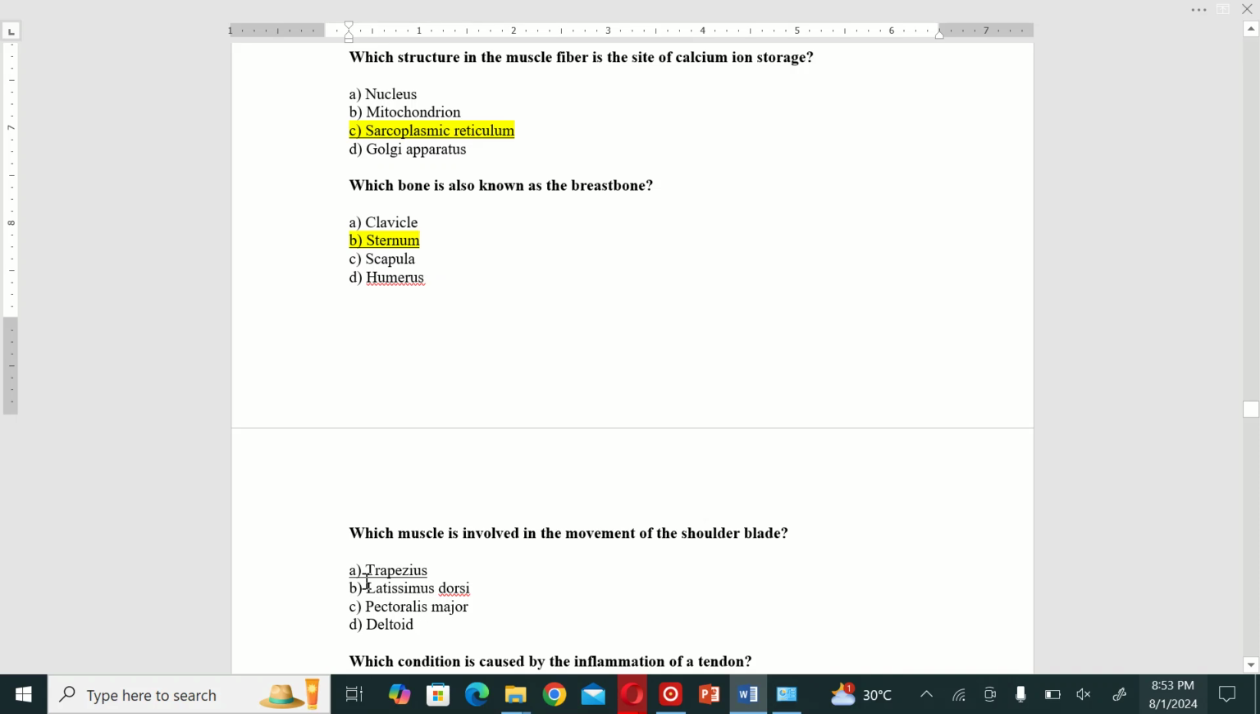The next MCQ is: which muscle is involved in the movement of the shoulder blade? A. Trapezius, B. Latissimus dorsi, C. Pectoralis major, and D. Deltoid. So the correct option is A.